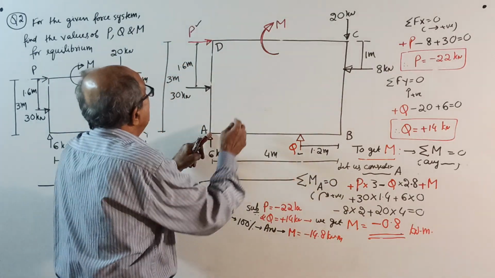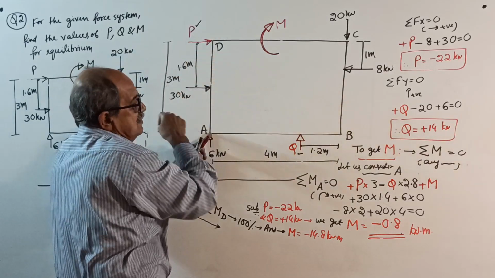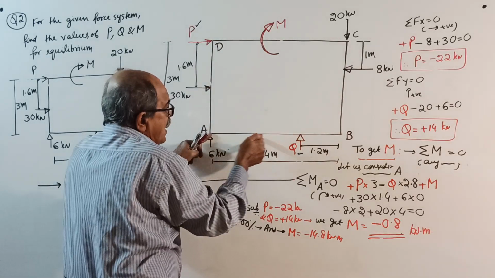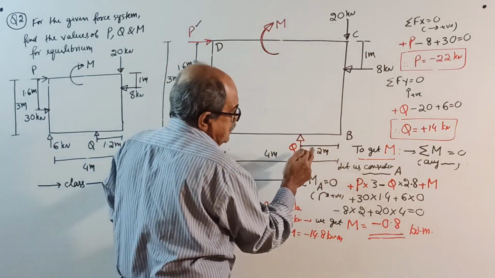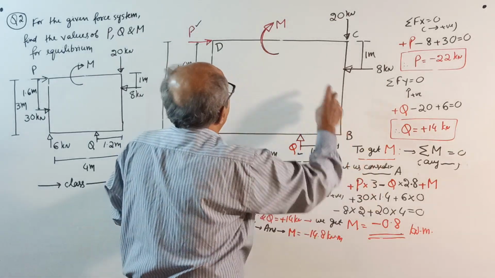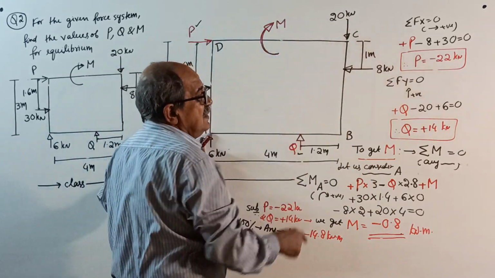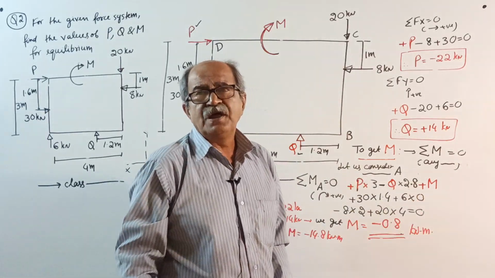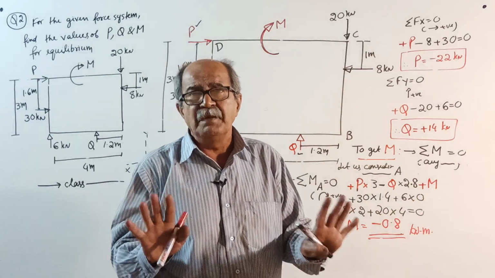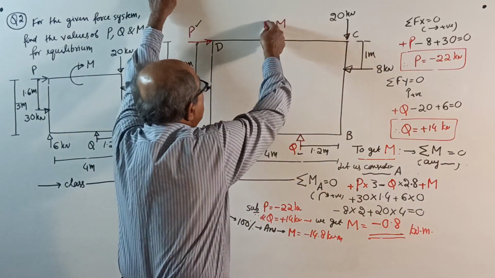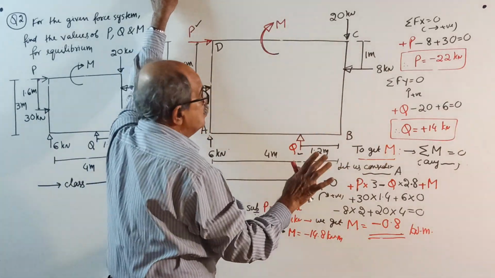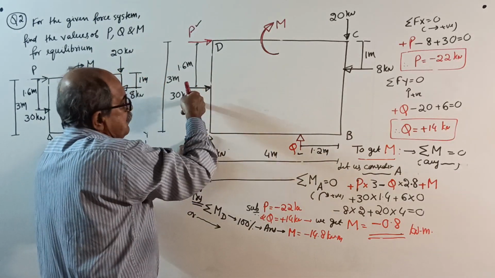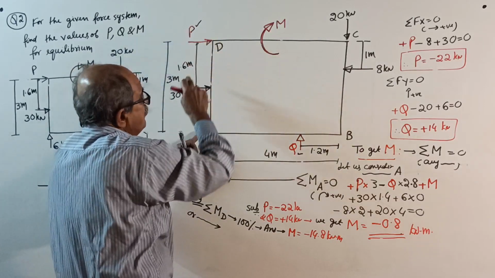Take moment about A. Plus P into 3, minus Q into 2.8. Why 2.8? 4 minus 1.2. Then the unknown, plus M. For M, there is no multiplication. Make a note: it is a couple, so for a couple there is no multiplication, simply M. In case they give an anti-clockwise couple, put a minus M. Then plus 30 into 1.4. Why? 3 minus 1.6.